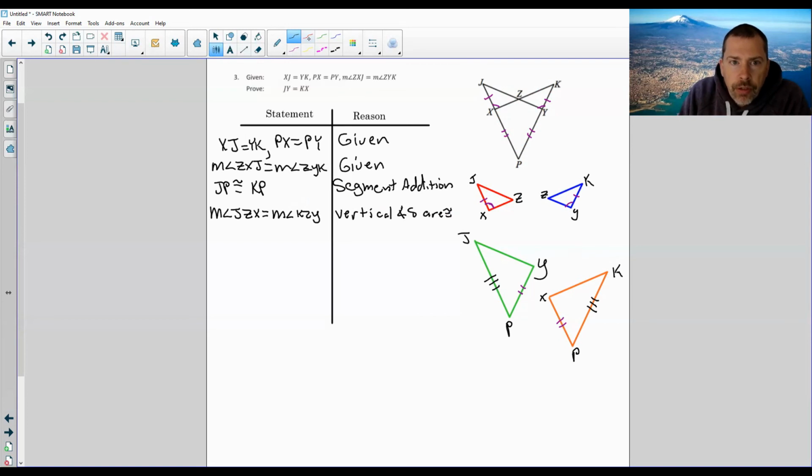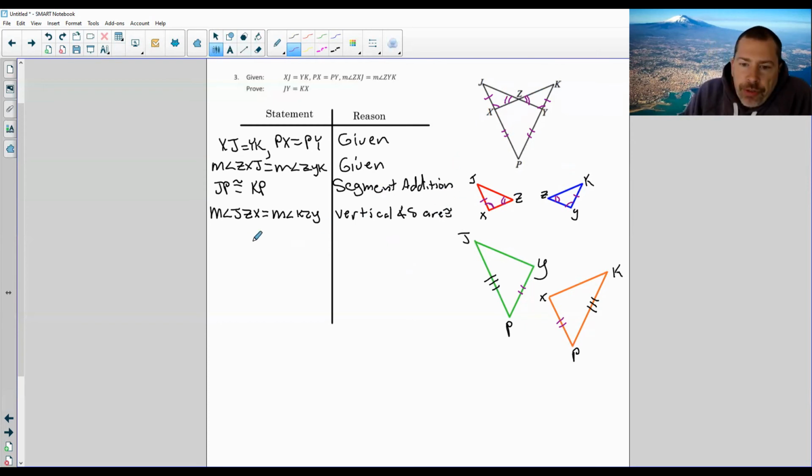Vertical angles are congruent. So let me label that. I'll use 2 marks, and I'll use 2 marks. So that is angle JZX. JZX is in this little triangle, so it is equal to KZY. That's right there, because vertical angles are congruent. They are vertical.